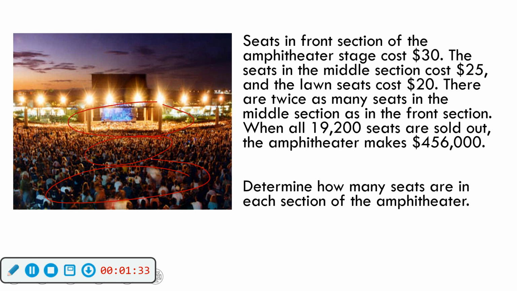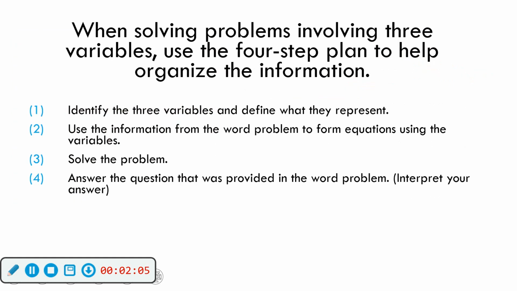It says that the seats closest to the stage cost $30 each. We call those the front section. Then there's the middle section that costs $25 each, and last are the lawn seats. They're $20 each. There's twice as many seats in the middle as in the front. When all 19,200 seats are sold out, the amphitheater makes $456,000. Determine how many seats are in each section of the amphitheater. Okay, so remember, we were given these four different things.